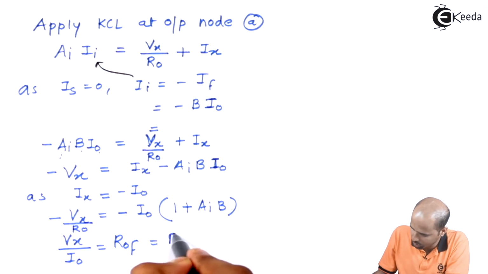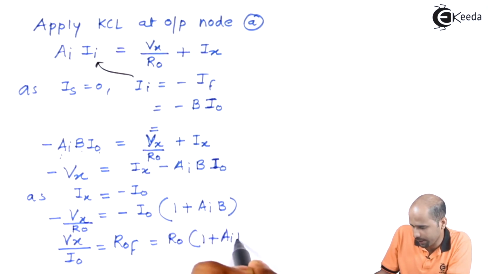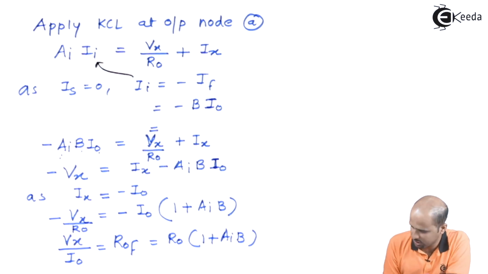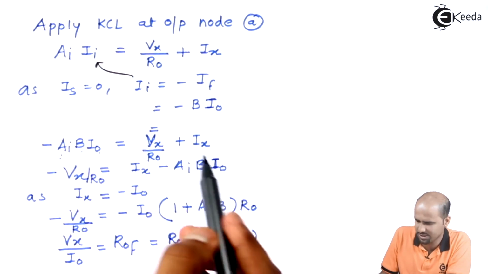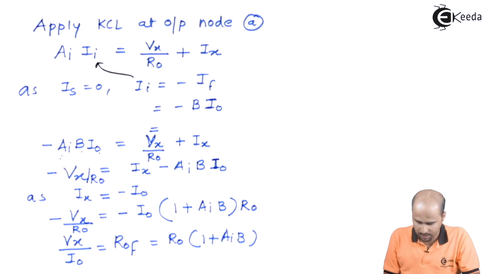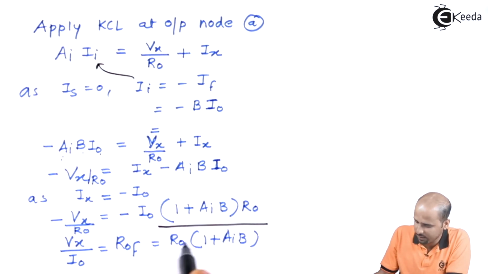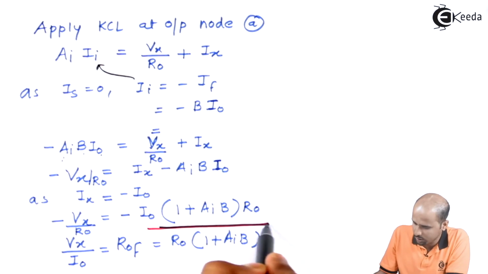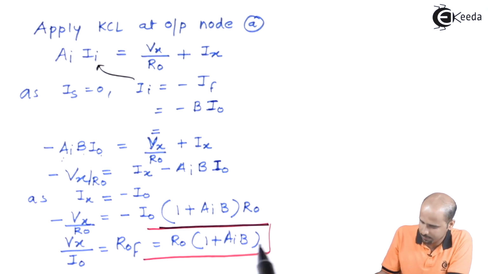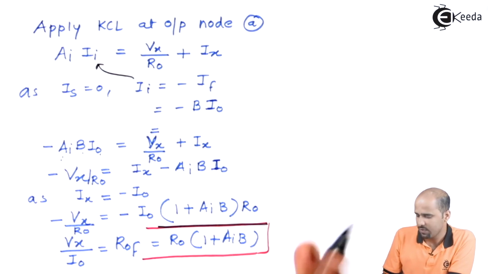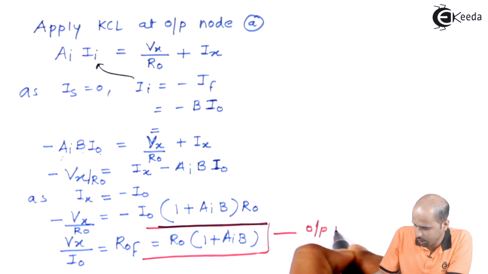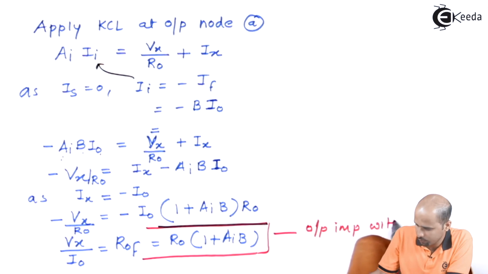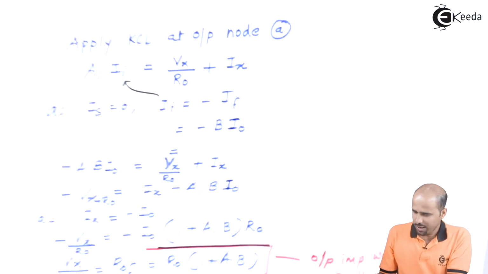Small but important points: RO into 1 plus AI into B. So it's a very simple thing that we have got, a simple mathematical thing that was left. Here ROF is what we have obtained as the output impedance with feedback, compared to the output impedance without feedback. So if we apply feedback, your output impedance will increase. So this will become your output impedance with feedback. Okay, so far so well.